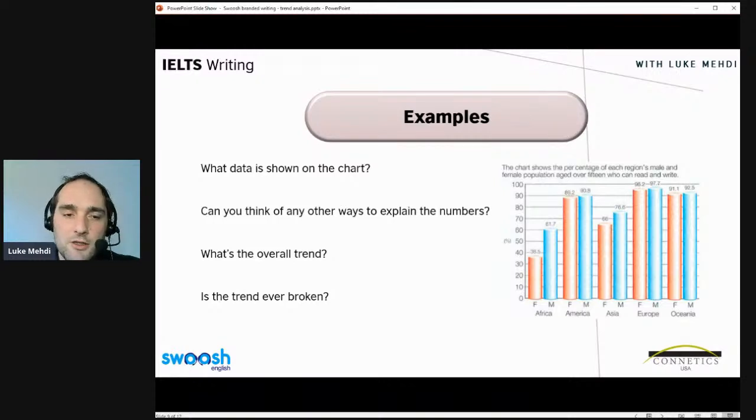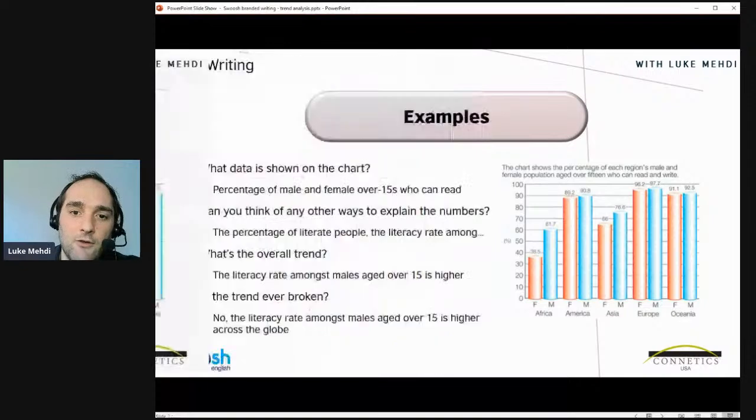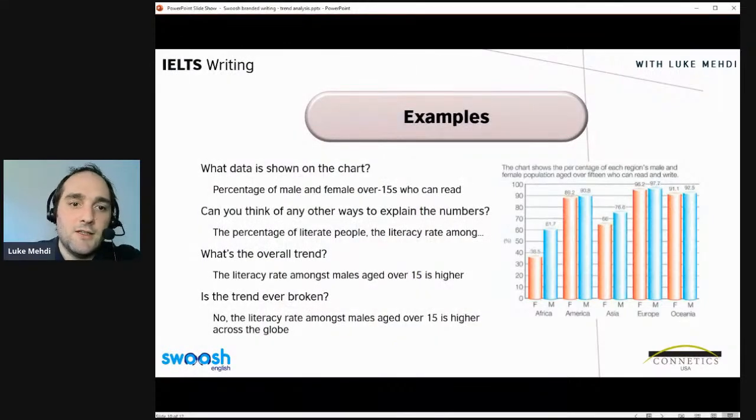So what's being shown in the chart is the percentage of males and females aged over 15 who can read and write. Can you think of any other ways to say this? The percentage of literate people, the literacy rate amongst men, the literacy rate amongst women, etc. So the overall trend here: the literacy rate amongst males aged over 15 is higher. Yeah, males consistently dominate in reading and writing.